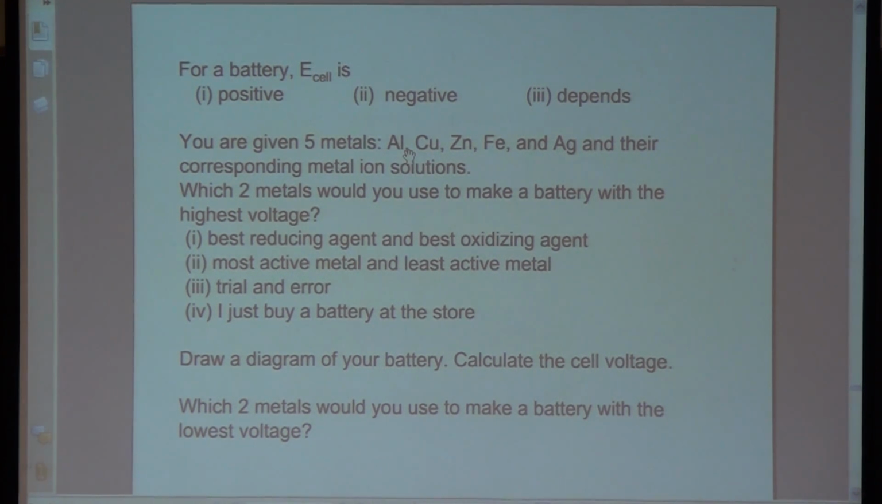I think you did this in lab too. You're given 5 metals, aluminum, copper, zinc, iron, and silver, and their corresponding metal ion solutions. Which 2 metals would you use to make a battery with the highest voltage? Would you use the best reducing agent and the best oxidizing agent? The most active metal and the least active metal? Would you do it by trial and error, or just buy a battery with the voltage you need at the store?